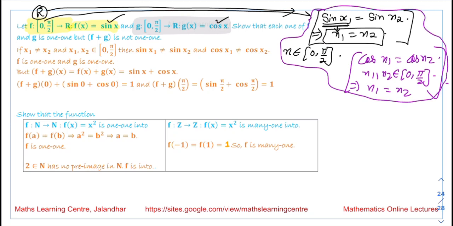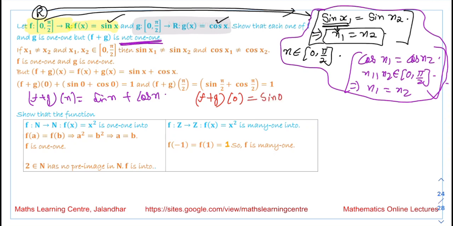Now if we consider the function f plus g, the function (f plus g)(x) will be equal to sin x plus cos x. Now we have to prove that this function is not a 1-1 function. It means we have to prove that there is an element in the codomain which has two pre-images. Now if we calculate the value of this function f plus g at 0, the answer we obtain is sin 0 plus cos 0, that is equal to 1.